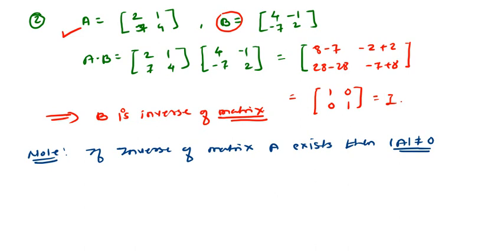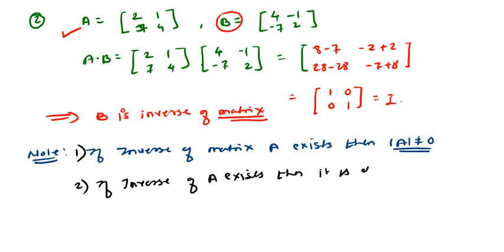So this is the very important condition for the existence of the matrix. Okay, second one, if the inverse of A exists, then it is denoted by A inverse. If A has the inverse, then the inverse of the matrix will be denoted like this, A inverse. This A inverse is called the inverse of the matrix A.